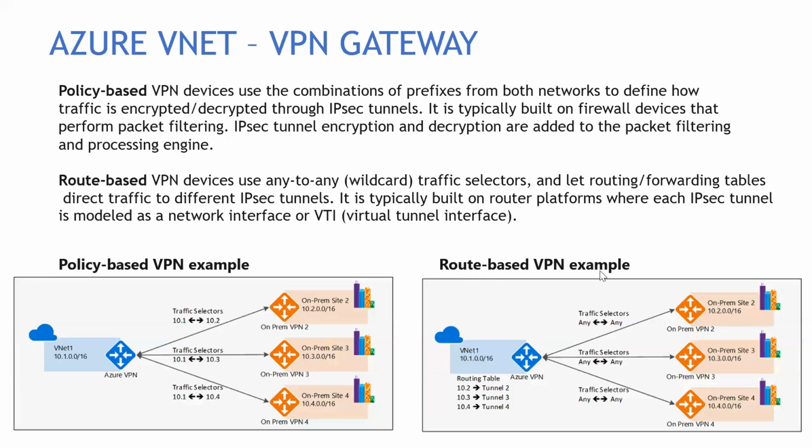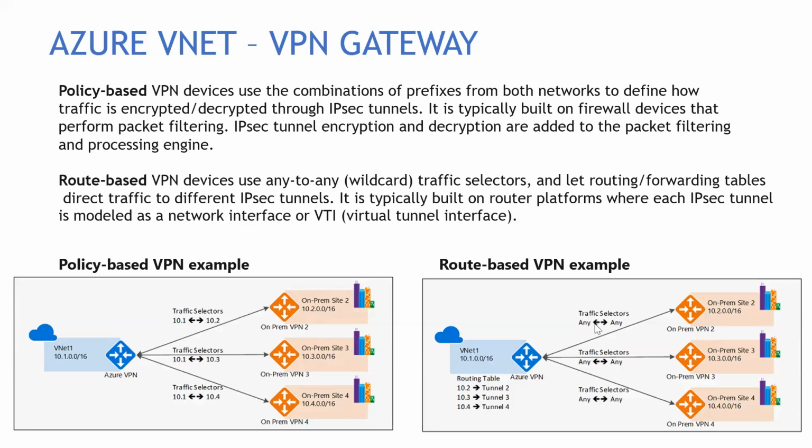And route based, as the name itself suggests, is available by default. Route based means that while creating the VPN, if you select route based, then automatically in the backend it will create a route table. In that route table, the 10.2, 10.3, 10.4 tunnels are defined.